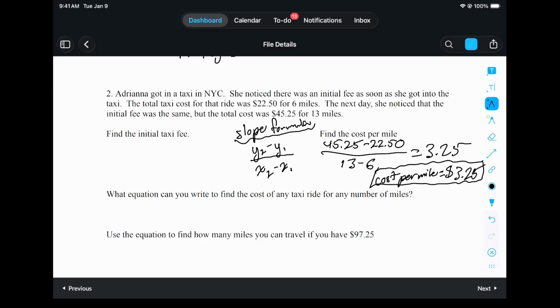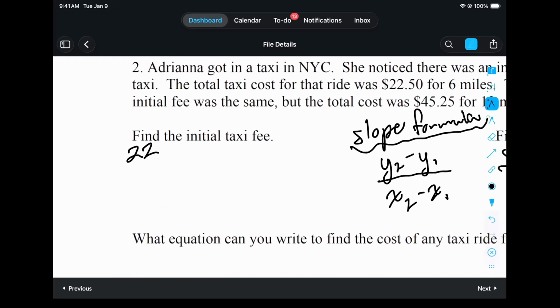So let's use the 22.50 and the 6 because the numbers are smaller. That's the only reason. You could use the 45.25 and the 13. You can't mix and match. That's not allowed. Also, you're going to get a different answer, and then it's just going to be wrong. And then you're going to be like, why is my answer wrong? It's because you took y2 and x1, and you did y1 and x2 or something. You can't do that. Anyway, so we're going to do the 22.50. We're going to zoom in.